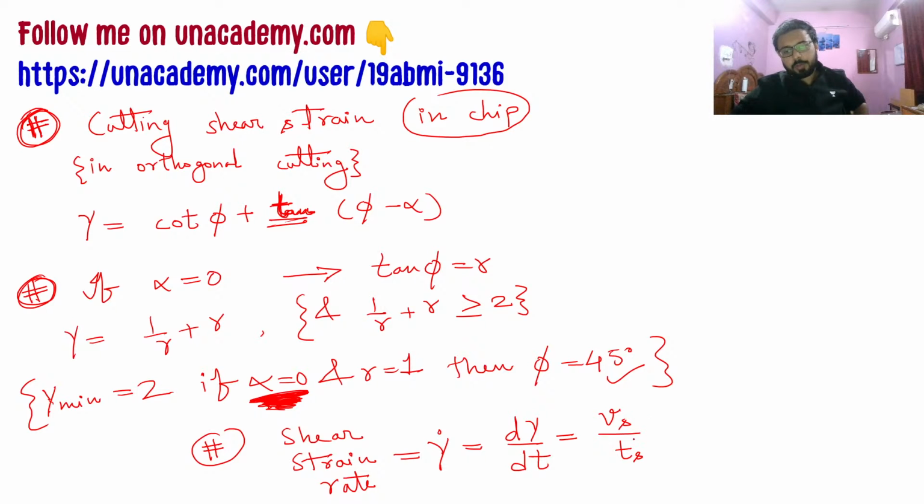And what will be the unit here? Velocity's unit will be length per second, and the thickness is only length, so you will be left with the unit 1 by second. So that will be it for the discussion of shear strain and shear strain rate, and let's discuss the different velocities in the machining operation. First of all, we have this cutting velocity.